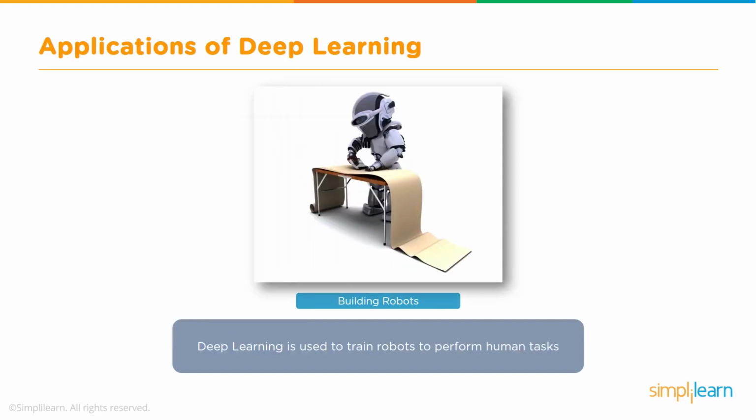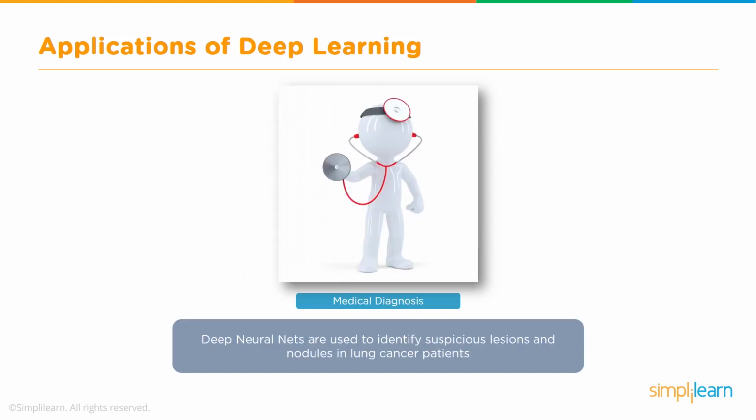And robots. We have seen several robots, including Sophia. You may be familiar with Sophia, who was given citizenship by Saudi Arabia. There are several such robots which are very human-like, and the underlying technology in many of these robots is deep learning. Medical diagnostics and healthcare is another major area where deep learning is being used.